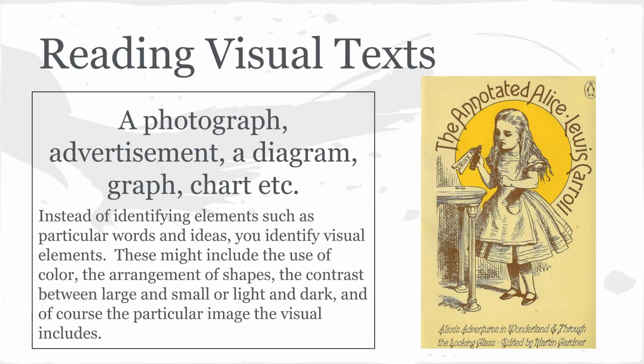Reading visual texts. A photograph, advertisement, diagram, graph, charts, all of these things give you indications of the type of work that you are reading. For example, we have a picture of Alice in Wonderland. You look at it, the picture is very whimsical. You know that it's going to be a whimsical text.